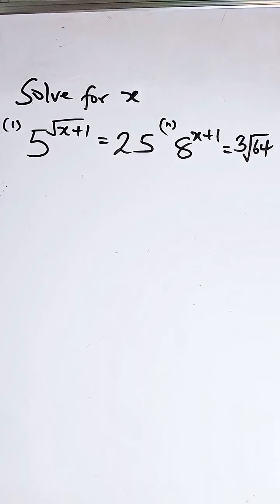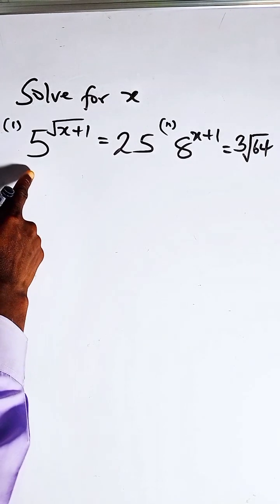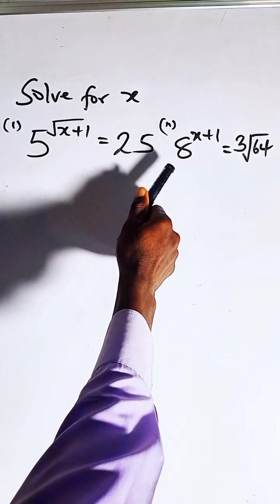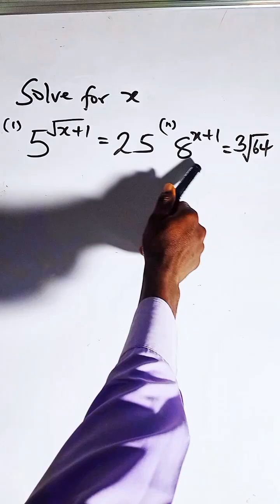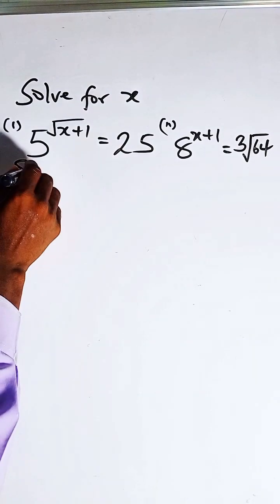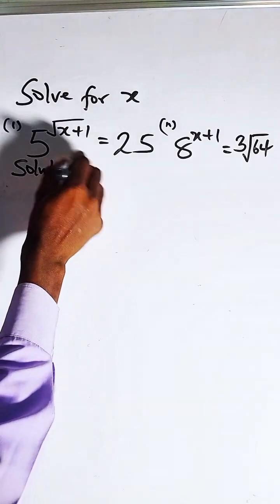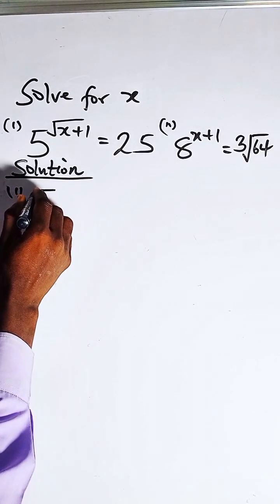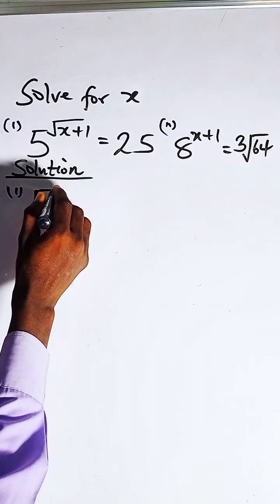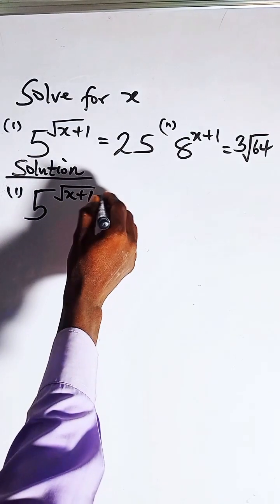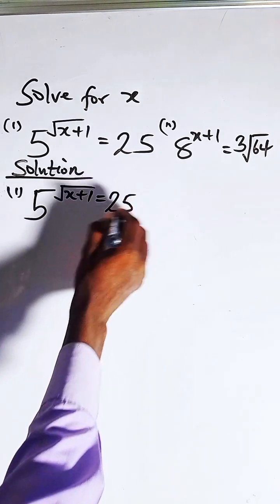The question says, solve for x in these equations. In the first equation, we have 5 raised to the power of the square root of x plus 1 equals 25. In the second equation, we have 8 raised to the power of x plus 1 equals the cube root of 64. So how do we go about this solution? The first one, we have 5 raised to the power of the square root of x plus 1 equals 25.